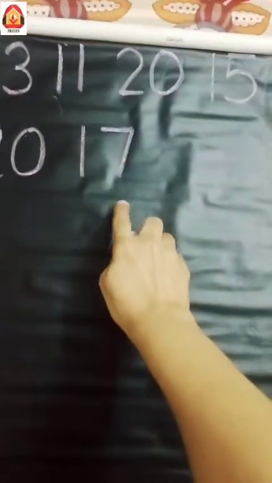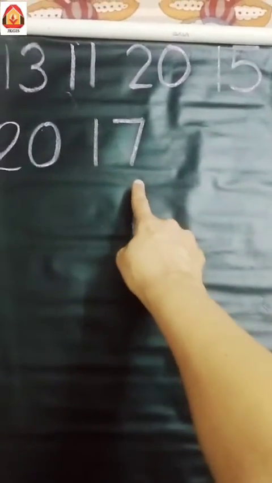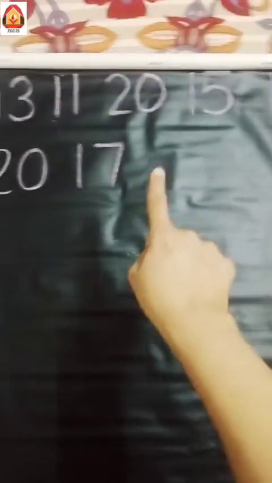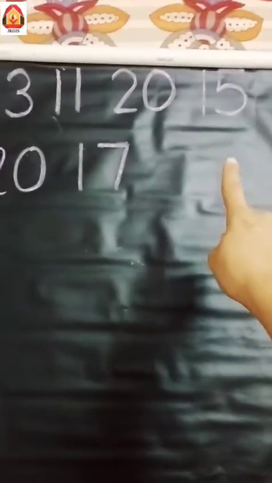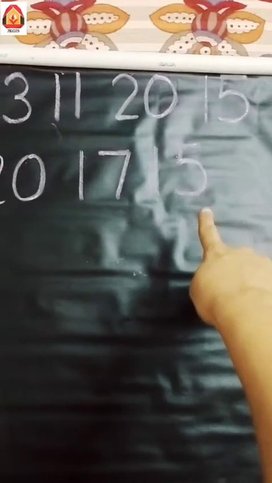So students, I have written number 17 here. Now we will see कि number 17 के पहले क्या आता है. That is 16. So number 16 is not here. 16 के पहले, so students, 16 के पहले क्या आता है? 15. So number 15 is here. So I will write number 15 here. Okay, so I have written number 15 here.